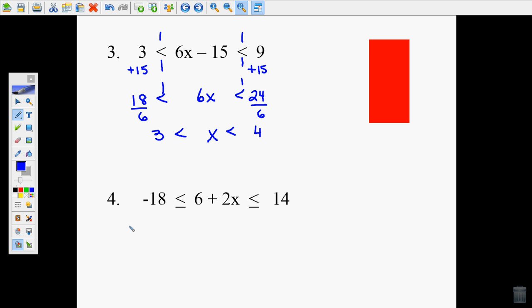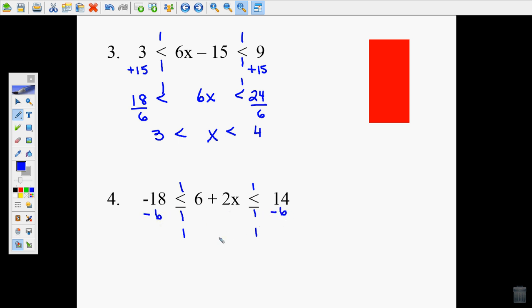All right, so number 4. Okay, try number 4 on your own, and then we'll check your answer. Okay, so the first thing you should have found is your two inequality signs here. And so we need to subtract 6 and subtract 6.